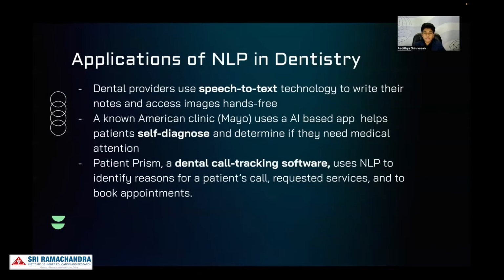So, what are the applications of NLP in dentistry? Dental providers use speech-to-text technology to write their notes and access images hands-free. Additionally, the Mayo Clinic uses an AI-based app to help patients self-diagnose and determine if they need medical attention. One example of an app that uses NLP is Patient Prism, which is a dental call tracking software. This uses NLP to determine the reasons a patient calls in, requests services, and also identifies when and where they're booking their appointments.